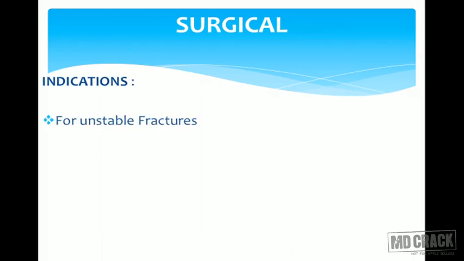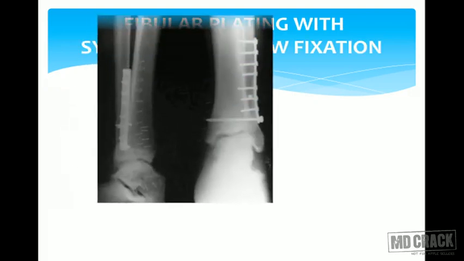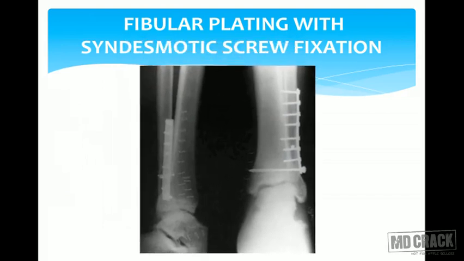the indications for surgery in ankle fractures are, firstly, unstable fractures where you cannot get the reduction with closed methods. Secondly, if there are compound or open injuries, and if it is trimalleolar, where tri stands for the medial malleolus, the lateral malleolus, as well as the posterior malleolus, which is specially seen in the lateral X-rays. This is an X-ray picture of fibular plating which has been done for an injury along with a syndesmotic screw which is placed.